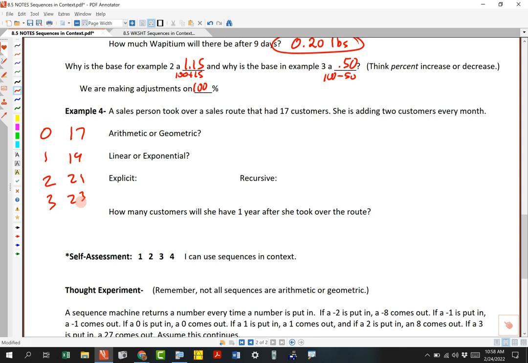Okay. I'm going to say the questions. Don't say anything out loud. I'm just going to call on some people in a minute. Arithmetic or geometric? Don't say anything. Once you know that, you should know linear or exponential. And I'm hoping you've got a reason for what you said. And then we're going to do the explicit and recursive.